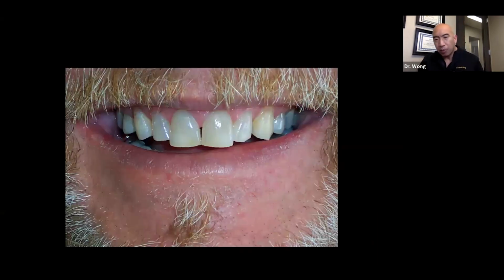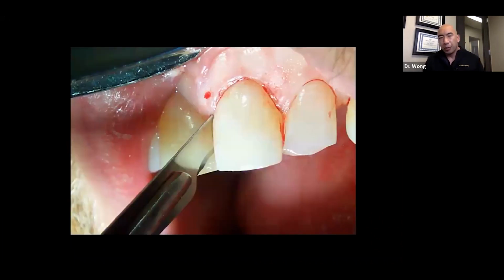So let's go back to our patient here. We've got tooth number 9. The way that I like to take out front teeth is this. I'm going to get a fresh number 15 blade. Some people prefer a 15C. It doesn't really matter. I like 15s. But all you're going to do is make a sulcular incision all the way around the tooth. That's step 1.